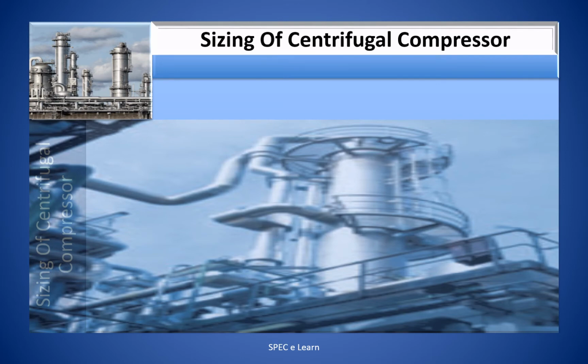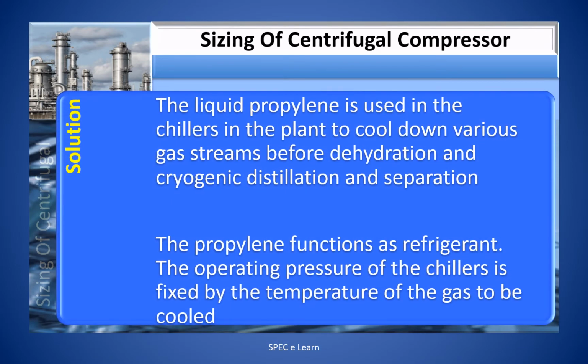At this point, I would like you to recall what you have learned in part 1 of the compressor sizing. The first step is to determine the pressure ratio for the individual stages. Liquid propylene is used in the chillers in the plant to cool down various gas streams before dehydration and cryogenic distillation and separation is done. The propylene functions as a refrigerant. Hence, the operating pressure of the chillers is fixed by the temperature of the gas to be cooled.